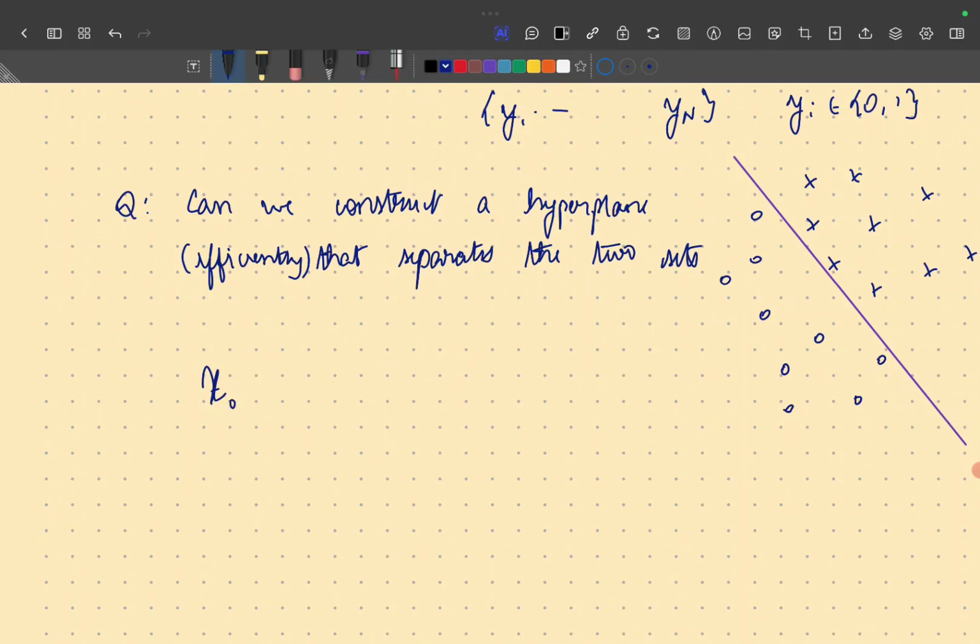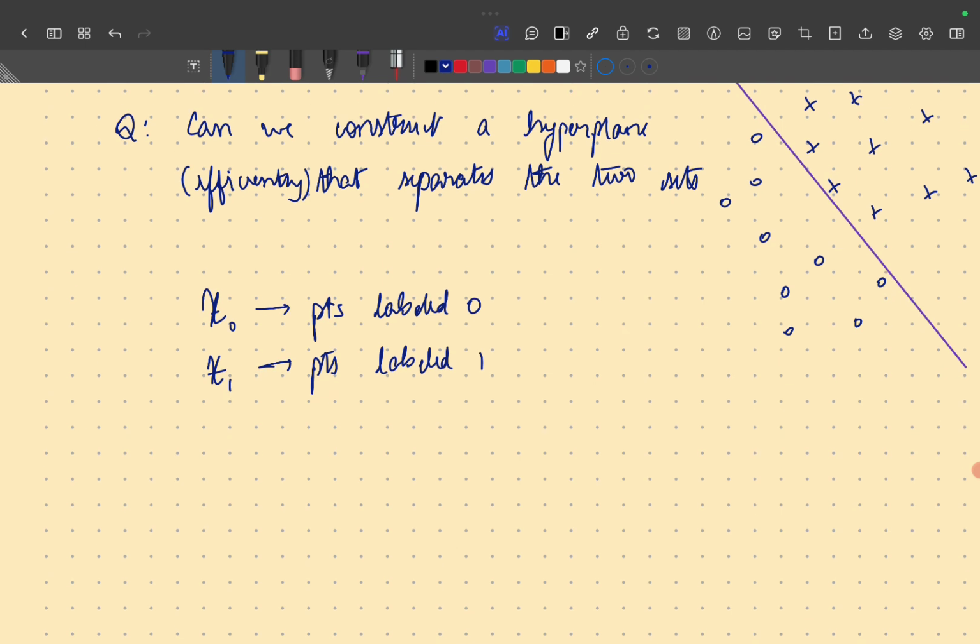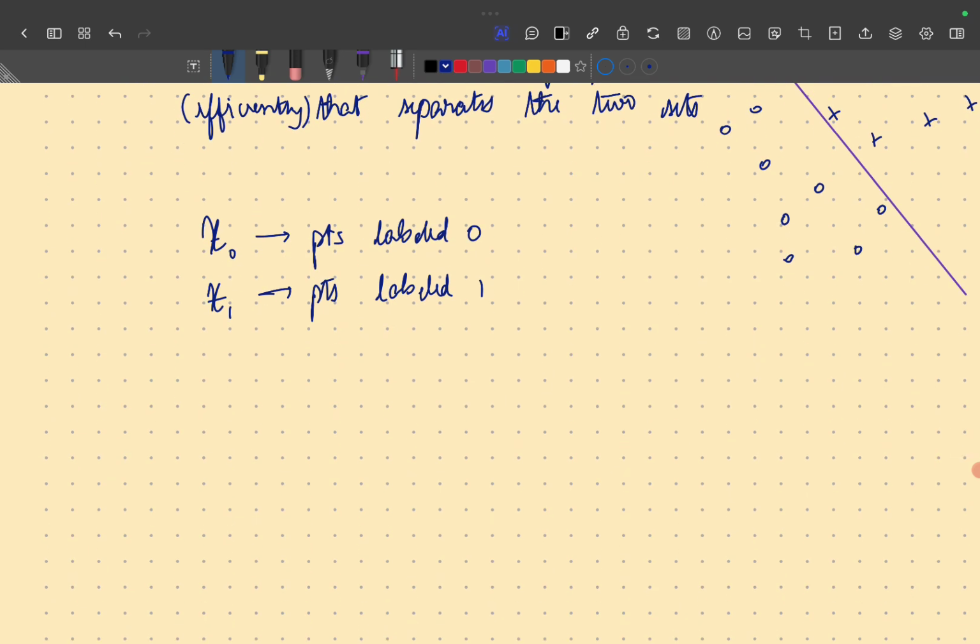So let's say that x0 is the set of all points that are labeled 0, and x1 is the set of all points that are labeled 1. These are points labeled 0, these are points labeled 1. All right, so what do we want?